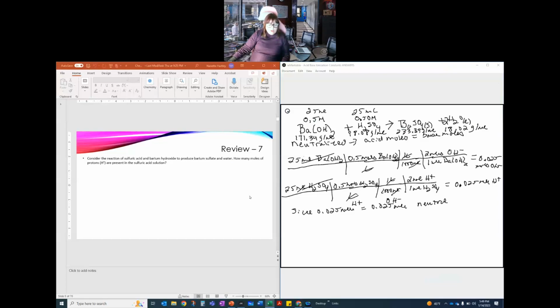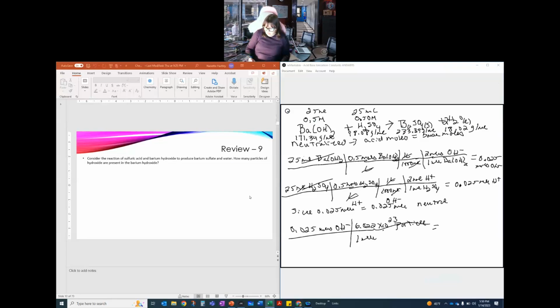Consider that reaction again. How many moles of protons are present in the sulfuric acid? I already calculated that. That's 0.025. Okay. How many moles of hydroxide? 0.025. How many particles of hydroxide are present? Oh, okay. So here's where the fun stuff comes. I have 0.025 moles of hydroxide. I calculated that. And I know that 1 mole contains 6.022 times 10 to the 23rd particles. In this case, ions of OH minus.